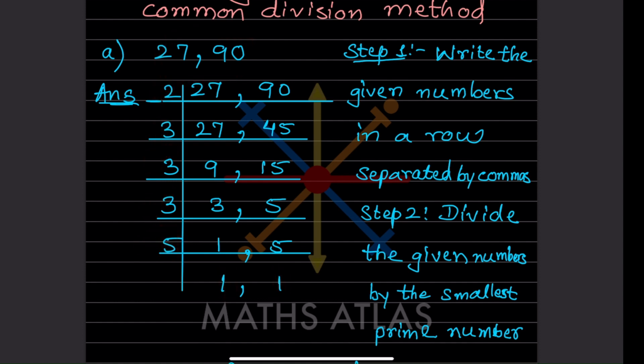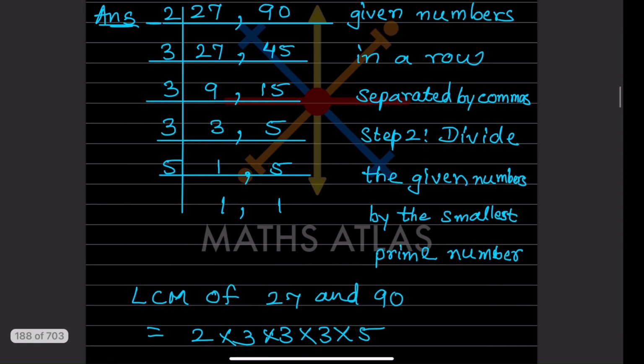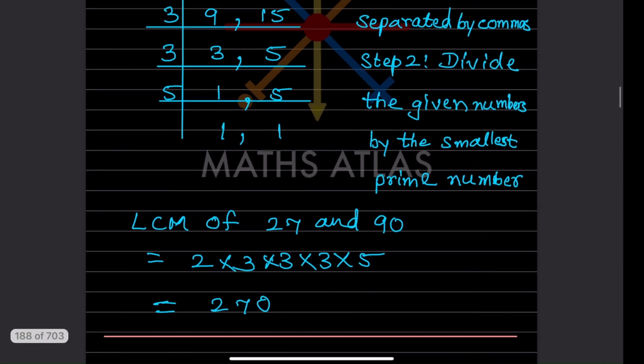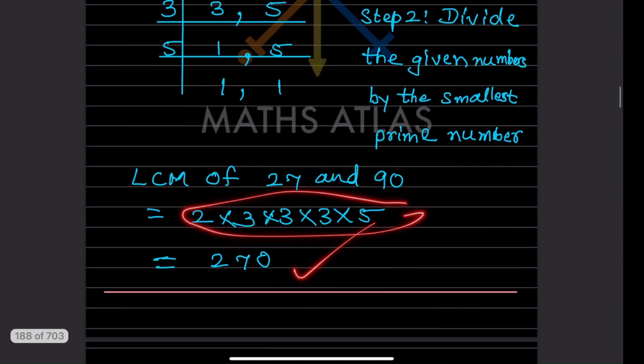So now see here, we will write the given numbers in a row separated by commas and then divide the given numbers by the smallest prime number, because these are the prime numbers, the smallest prime number. So whatever factors you get at this one, that is 270.